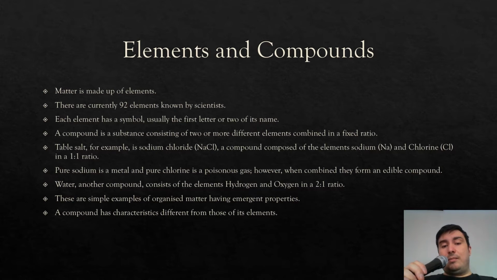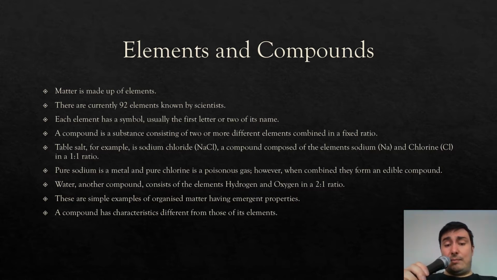With reference to the periodic table, each element has a symbol, usually the first letter or two of its name. A compound is a substance consisting of two or more different elements combined in a fixed ratio. Table salt, for example, is sodium chloride, a compound composed of the elements sodium and chlorine in a 1-to-1 ratio.